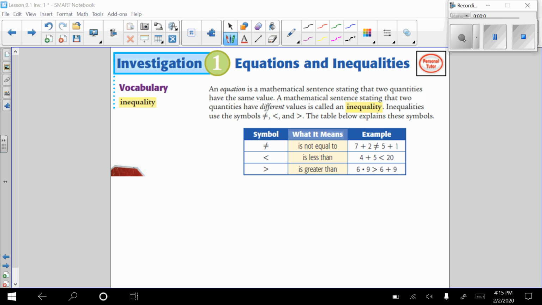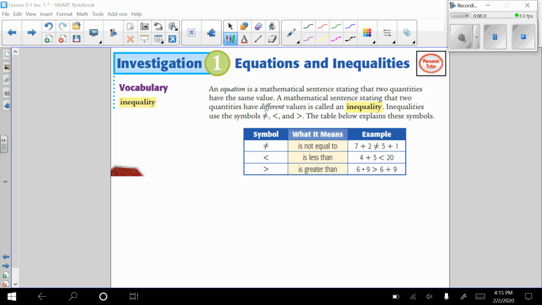Chapter 9. We are going to investigate equations and inequalities. An equation is a mathematical sentence stating that two quantities have the same value. A mathematical sentence that states that two quantities have different values is called an inequality. Inequalities have the symbols not equal to, less than, and greater than.